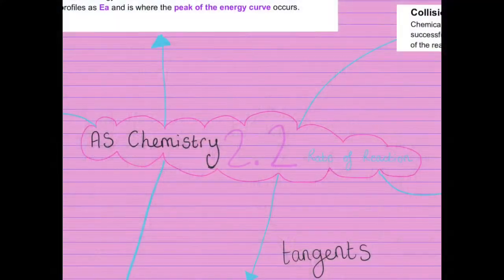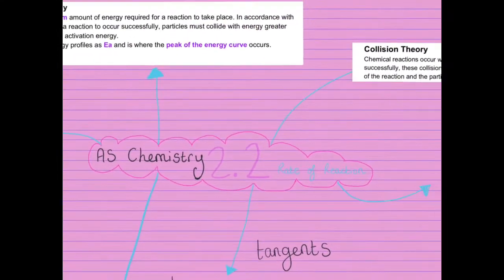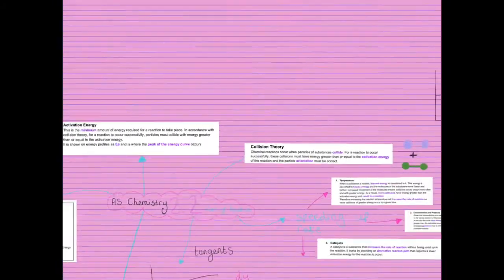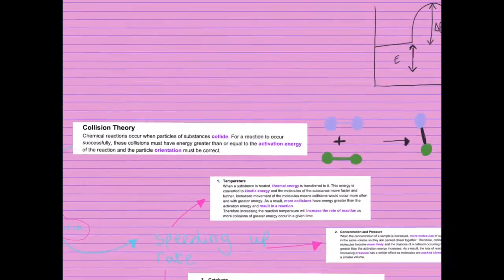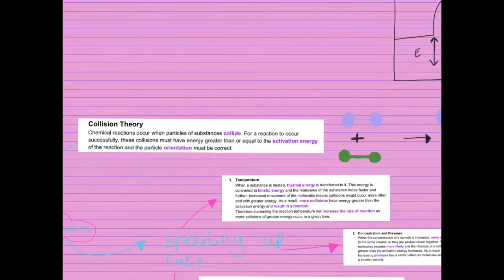People with a little bit of revision, rates of reaction. Okay, so again, a little bit of a link to GCSE with a couple of things added in. So we'll start with the basics, collision theory. Okay, we all know this. For a chemical reaction to occur, the particles must collide.